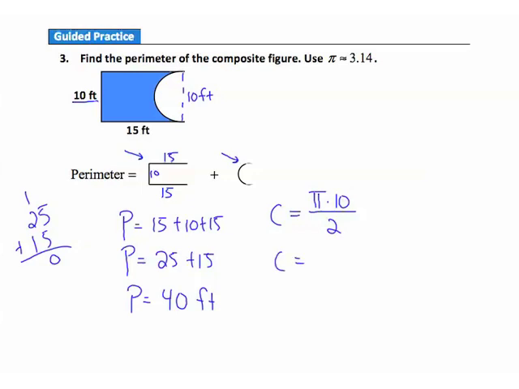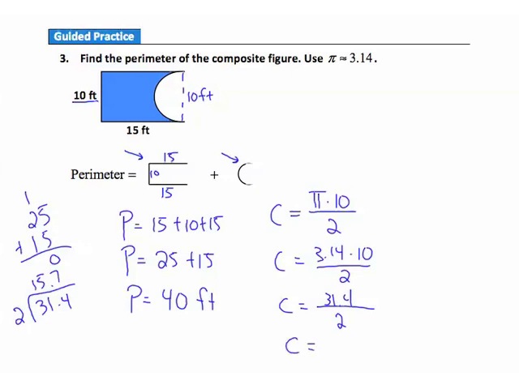We're going to take pi times the diameter, which in this case is 10. So let's plug in pi there: 3.14 times 10 divided by 2. So we'd say 3.14 times 10 is 31.4 divided by 2. And so we're going to do some long division here. Over on some scratch work, we're going to go 2 into 31.4. And when we do that division, we're going to get 15.7.